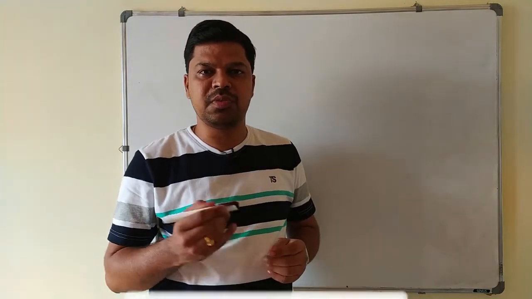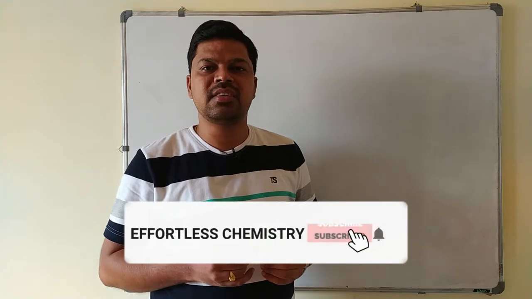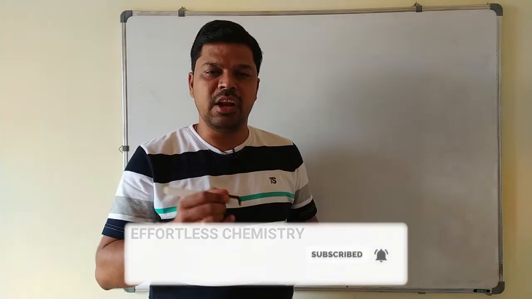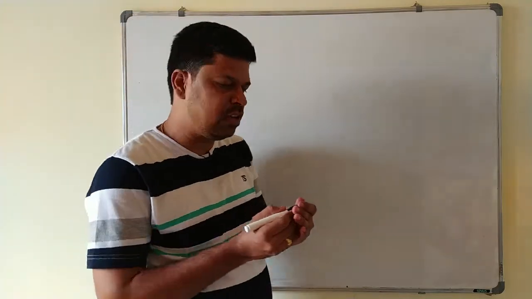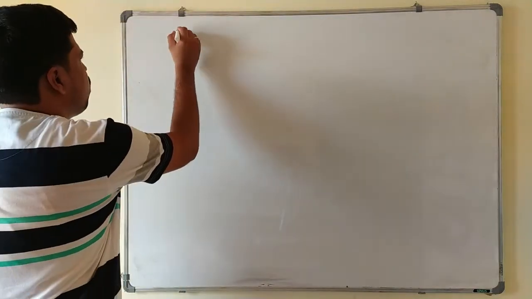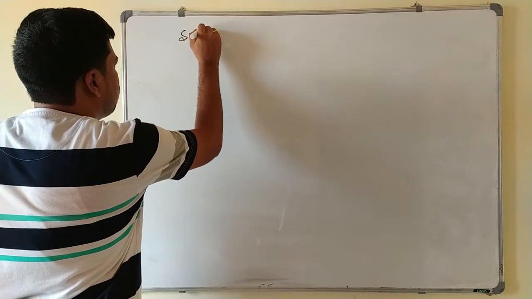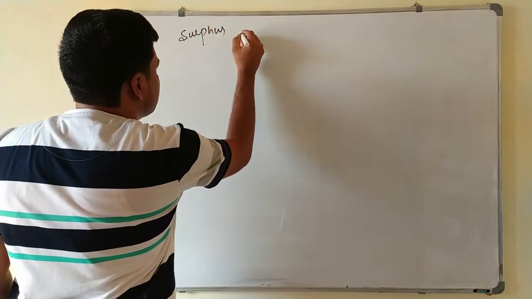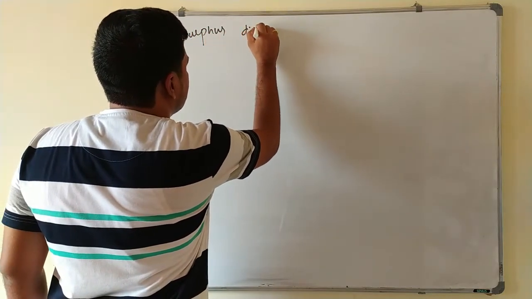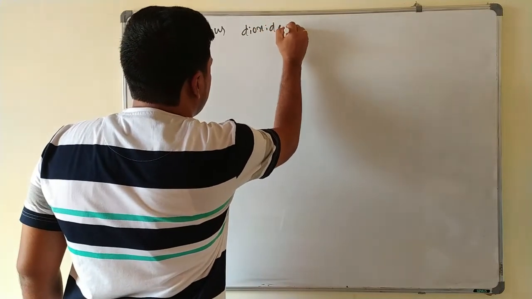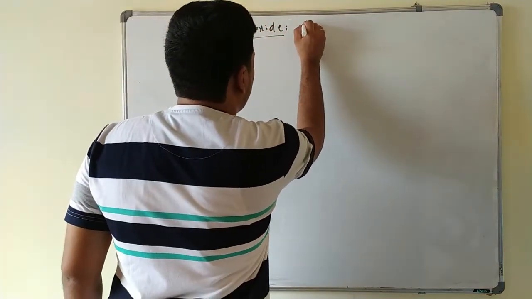Already we have started group 16 of the P block elements. Last session we have discussed up to the allotropes of sulfur. Now we will discuss preparation and properties of sulfur dioxide, that is SO2.